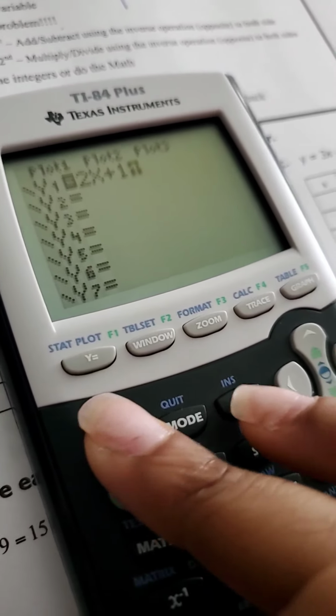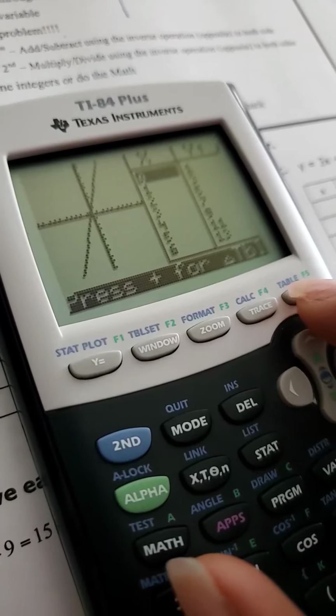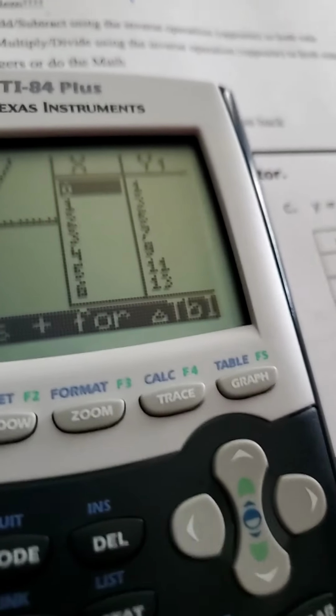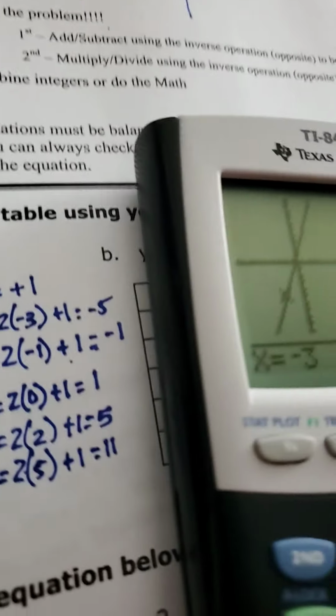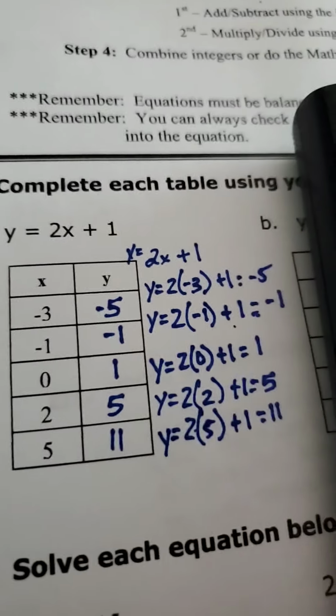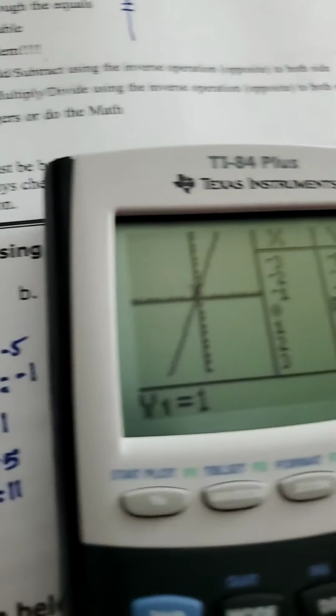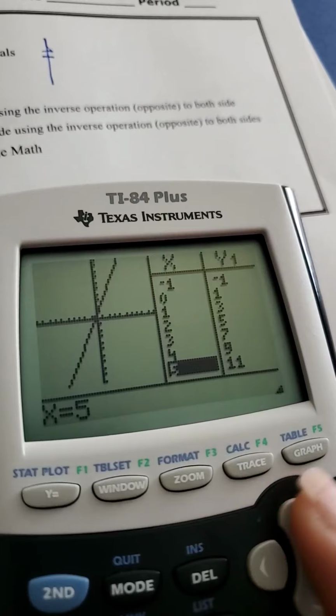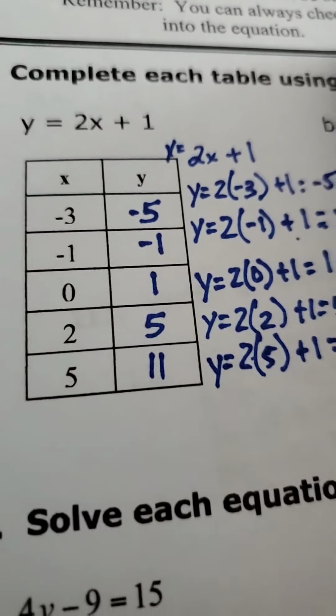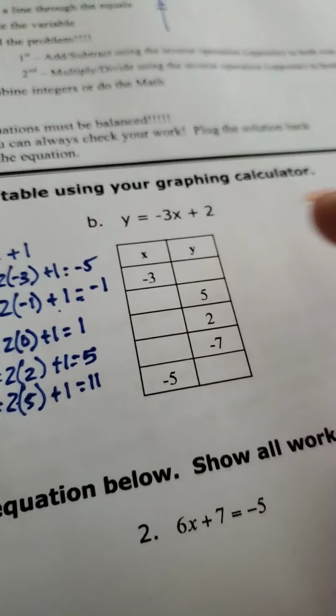From there, I'm going to go to second graph to give me a table. And I look at my values. At negative 3, I'm at negative 5. Just checking my work. Negative 3, negative 5. At negative 1, I'm supposed to be at negative 1. Negative 1, negative 1. At 0, I'm supposed to be at 1. 0, 1. At 2, I'm supposed to be at 5. 2, 5. And then at 5, I'm supposed to be at 11. 5, 11. Okay?